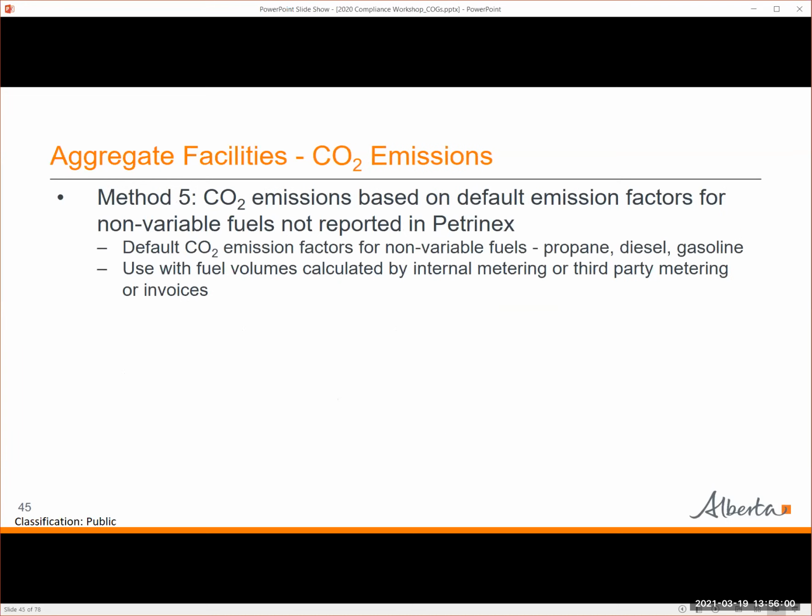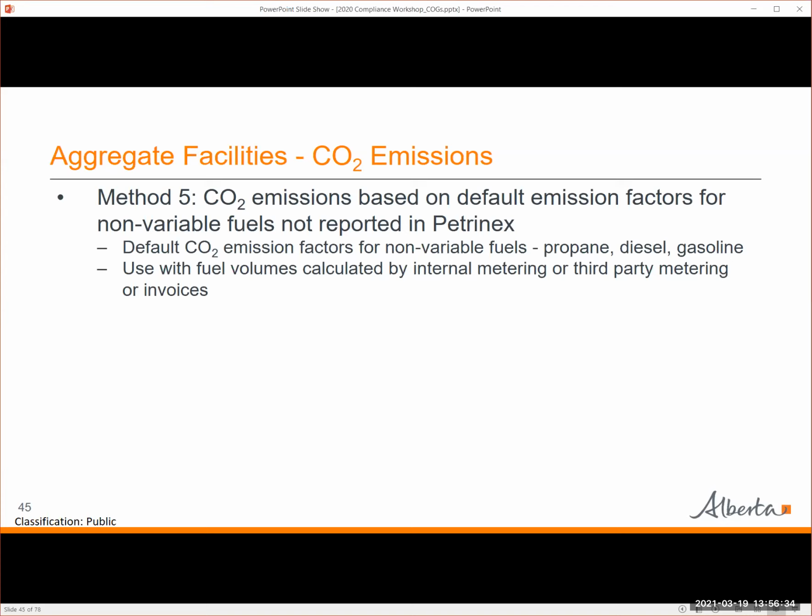The other treatment, again, for the non-variable fuels goes back to a default emissions factor. So composition of propane, diesel, gasoline is, I guess, what we consider non-variable. So it's sufficiently consistent that emissions factors can be used against the quantities of propane, diesel, or gasoline to calculate the CO2 produced by consuming those.